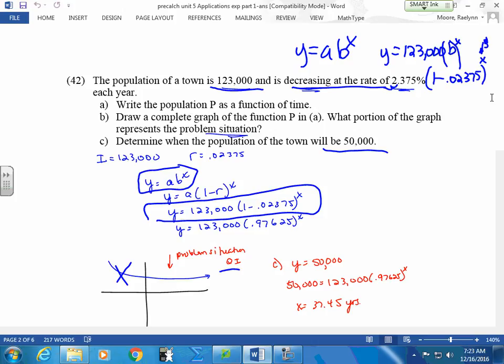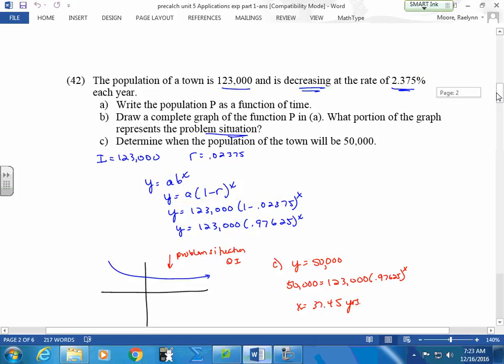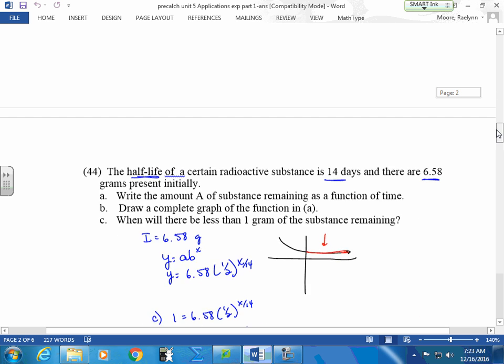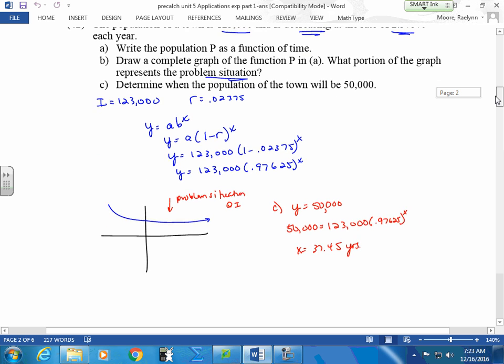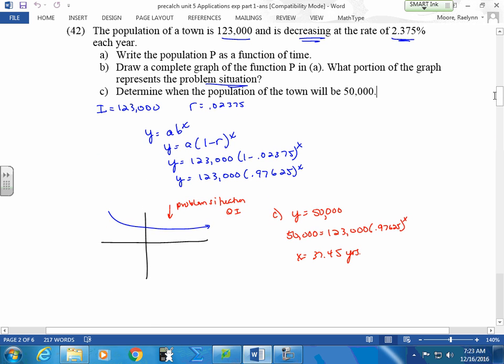Everybody good with the intersect? Enter, enter, enter. It brings those 2 curves together. Okay. Go ahead. That's when you put this in your Y2 and you intersect.